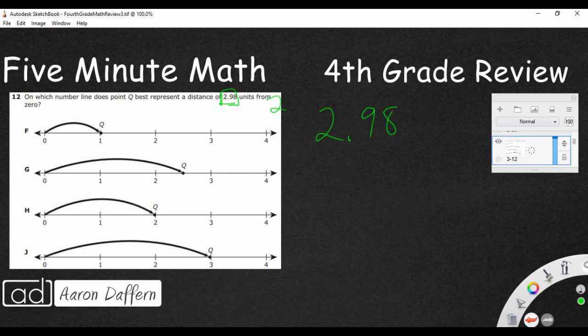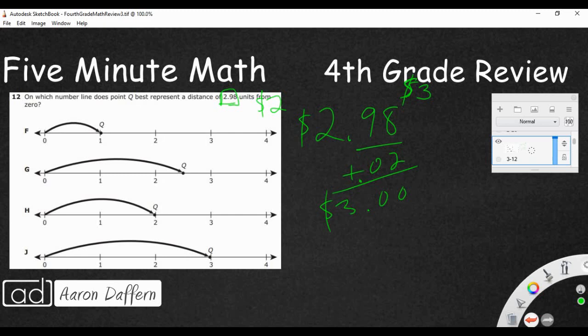Well, think about it like you had money. If you had $2.98, is that closer to $2 or $3? Well, you know that this is really close to $3. We're only 2 pennies away. If I get 2 more pennies, I'm going to have $3. So we need to find a picture where it looks like my Q, which is 2 and 98/100, is really, really close to 3. It's only 2/100ths away, or 2 pennies away.